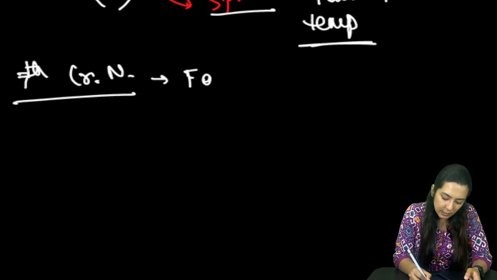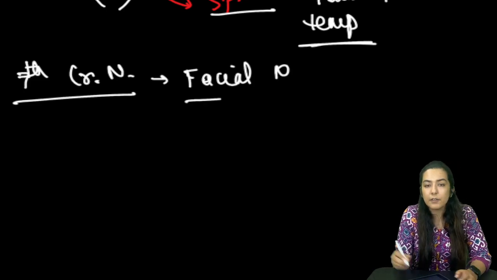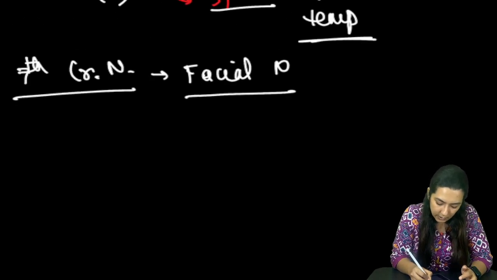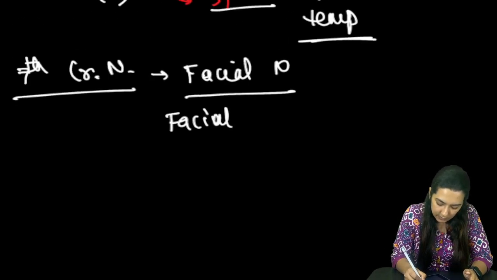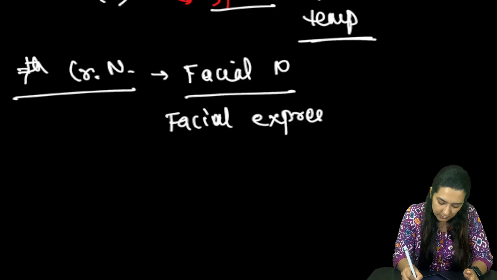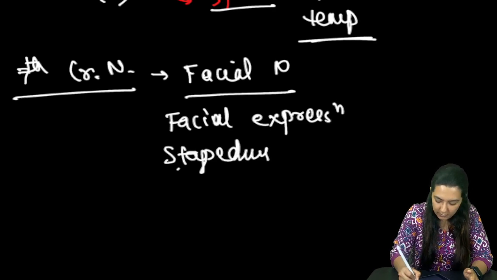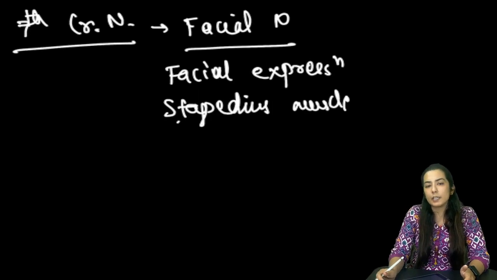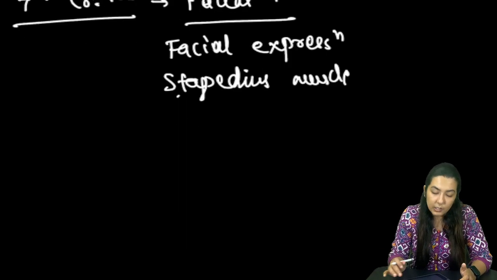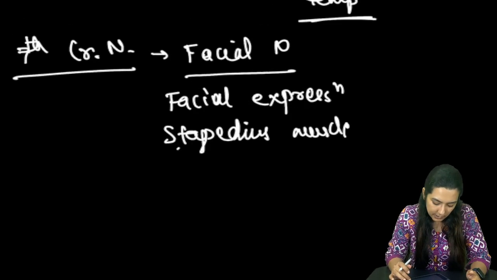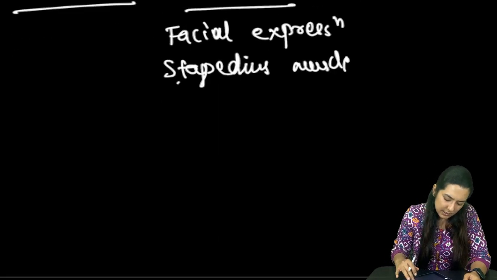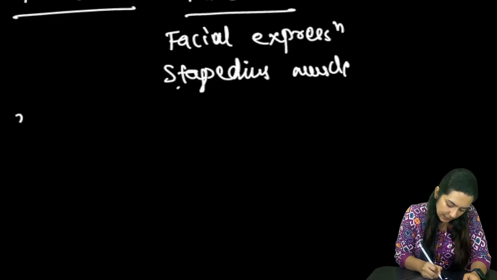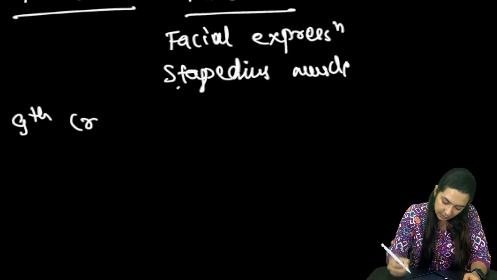It is known as the facial nerve. It supplies the muscles of facial expression, the stapedius muscle, and it gives off the chorda tympani branch, and it also supplies the taste sensation of the tongue. So this is the seventh cranial nerve. Now the ninth cranial nerve, sorry, the eighth cranial nerve.